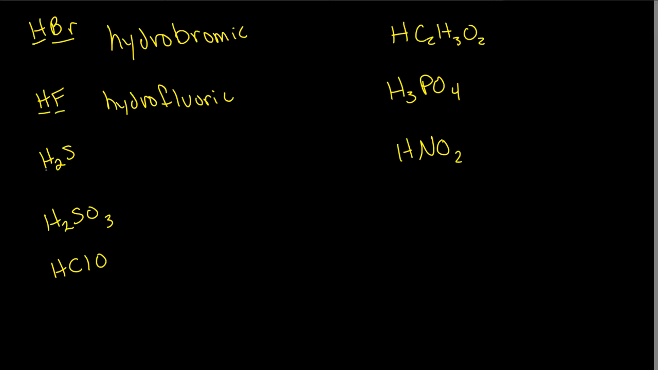Next up, H2S. I know it's an acid because it has H in the front. I know it's binary because there's just two elements. Doesn't matter that there's a subscript, it's still just two elements. And there's no oxygen. When there's two elements and no oxygen, we name hydro. S is sulfur. Sulfur is an exception. You just add IC to the very end of the full name. So sulfur with IC, that's hydrosulfuric acid.